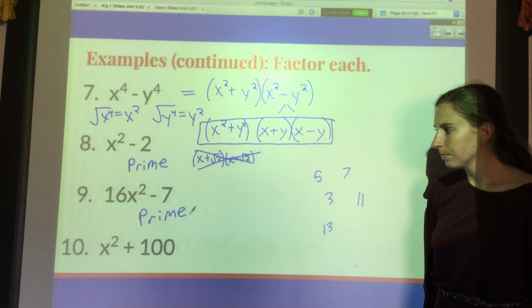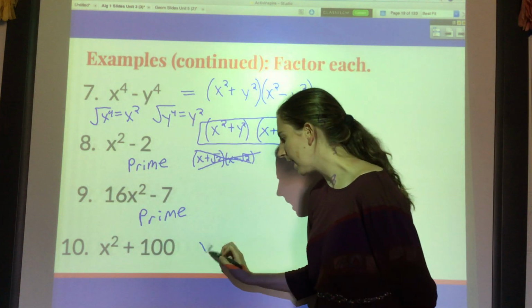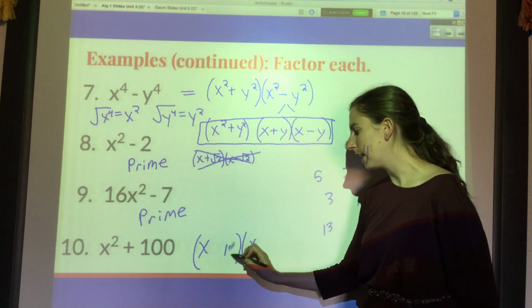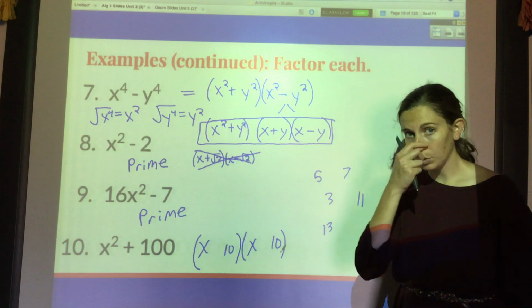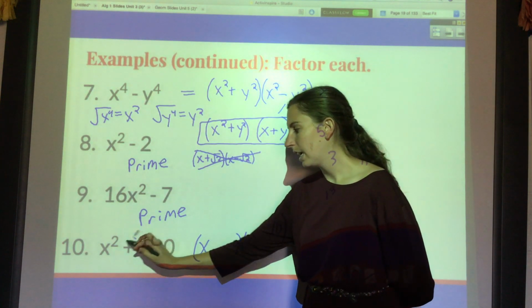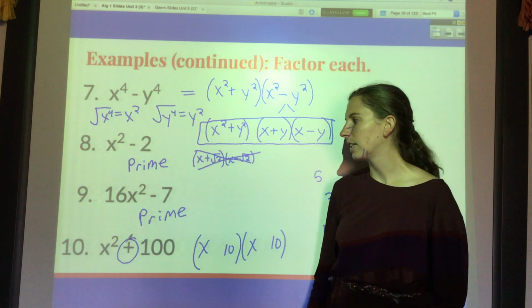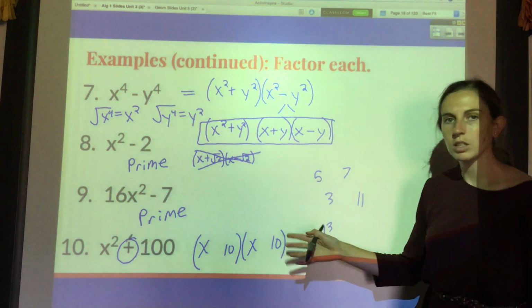And the last one, it's really tempting to be like, well, square root of x squared is x, and the square root of 100 is 10, and so there's my factors. Except this doesn't work, because that's a plus. Anytime it's a plus, you're not going to be able to factor it. It's gotta be subtraction, the difference. Because it just doesn't work out.